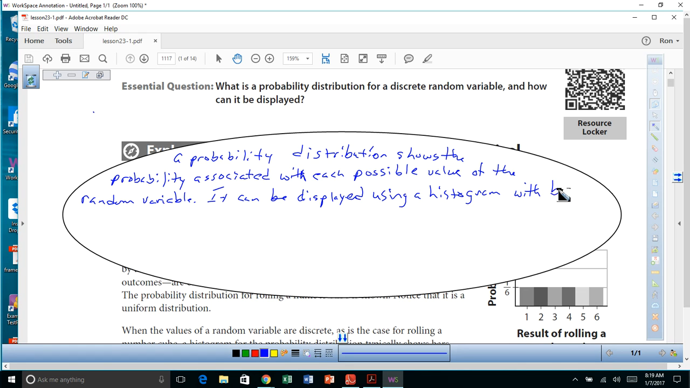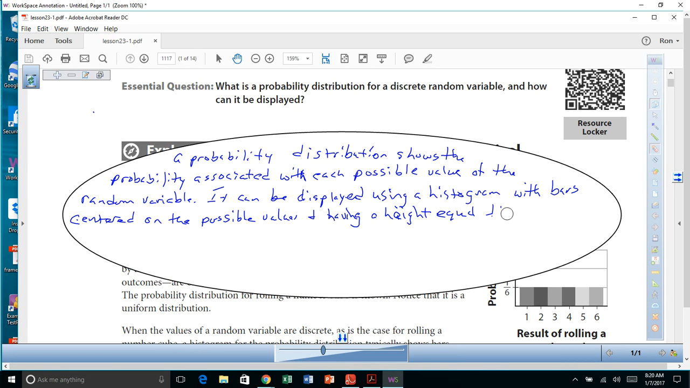with bars centered on the possible values and having a height equal to the probability for that value.